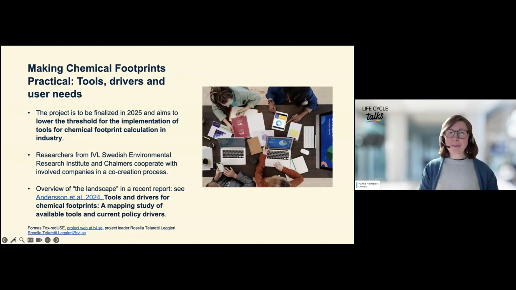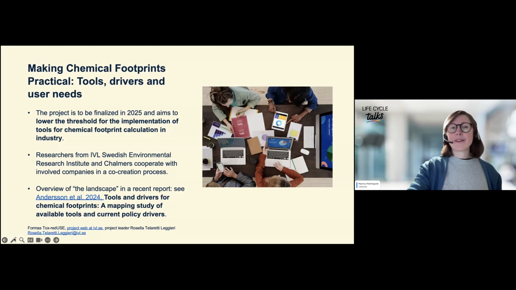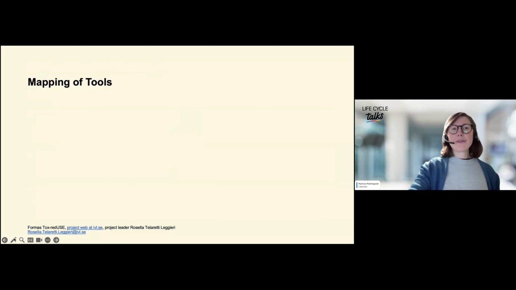Already now we have a report available online by Pernilla and colleagues on the landscape. In that report, the tools available and the drivers to use these tools are mapped up, and we can see what scope they cover and what kind of questions they can answer. So go online and find this report. Important policy drivers include, for example, the Zero Pollution Action Plan. But I will give you some examples then.